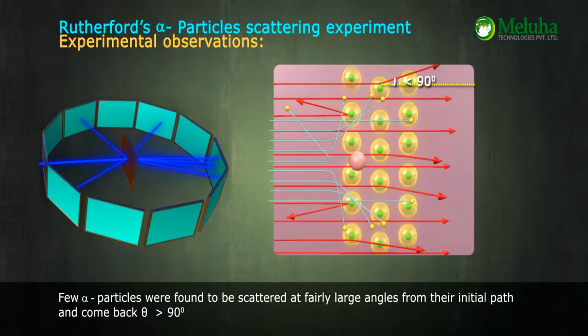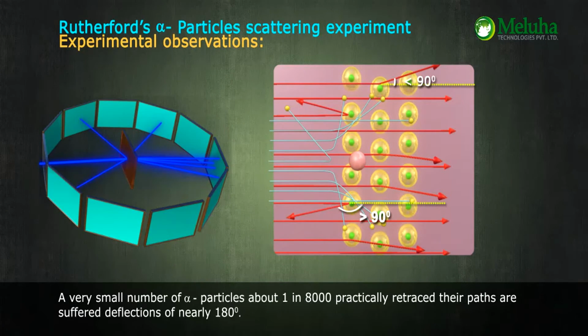Few alpha particles were found to be scattered at fairly large angles from their initial path and come back, theta greater than 90 degrees. A very small number of alpha particles, about 1 in 8,000, practically retraced their paths, suffering deflections of nearly 180 degrees.